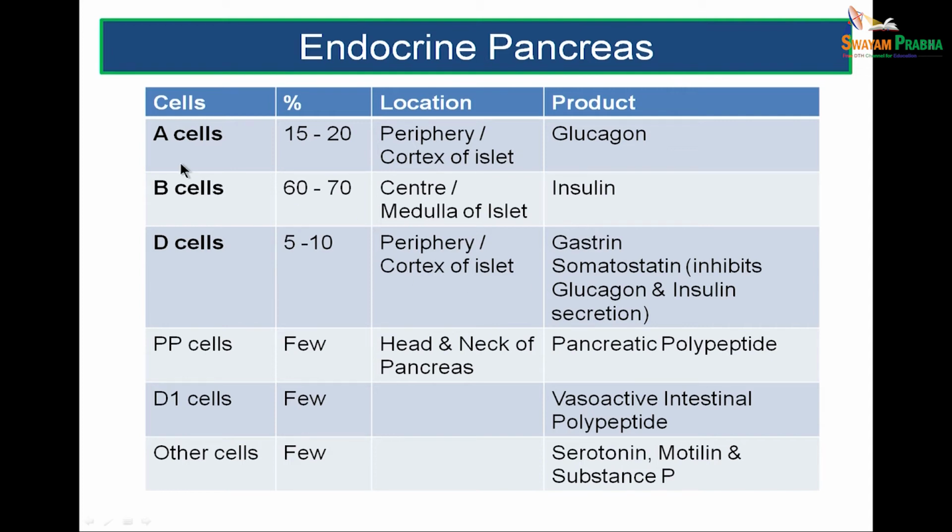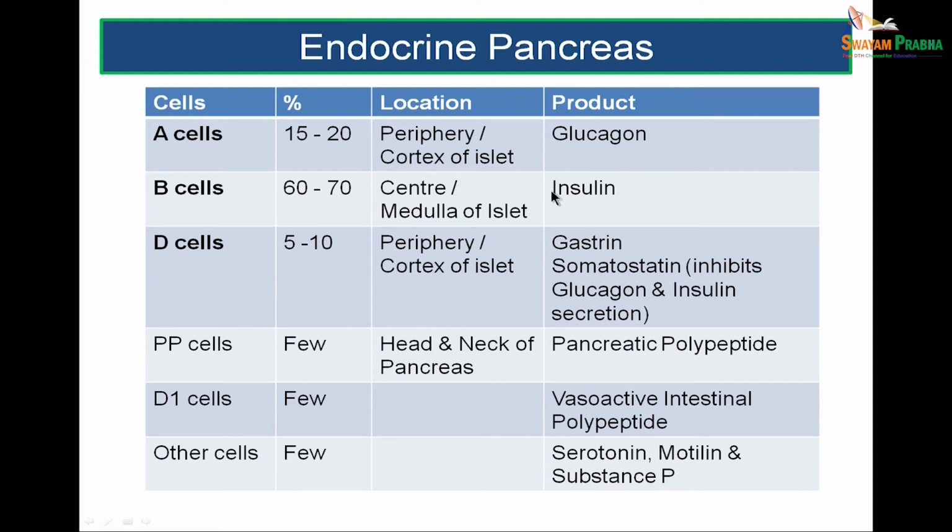Let us take a look at what cells you get in the islets of Langerhans. The A cells. The A cells are 15 to 20%. They are placed peripherally in the islet and they secrete glucagon. These are also called alpha cells. Next are the beta cells. Beta cells are also called the B cells. They are most numerous, 60 to 70%. They are mostly placed in the center and they secrete insulin.